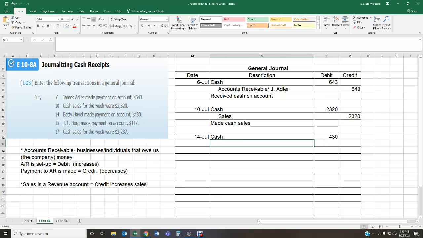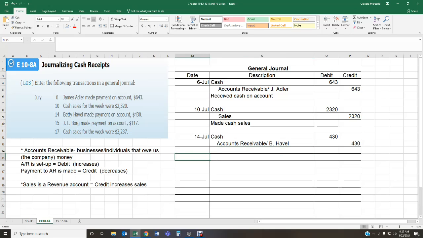So that means that Betty owed us money. Anytime that Betty owes us money and she's making a payment, we have to decrease the accounts receivable. So we decrease it by crediting it. So I'm going to go ahead and credit my accounts receivable, and we have to put here that it's Betty Havel, for $430. So anytime a customer pays you a balance that they owed you, you're going to debit cash and you're going to credit the receivable.